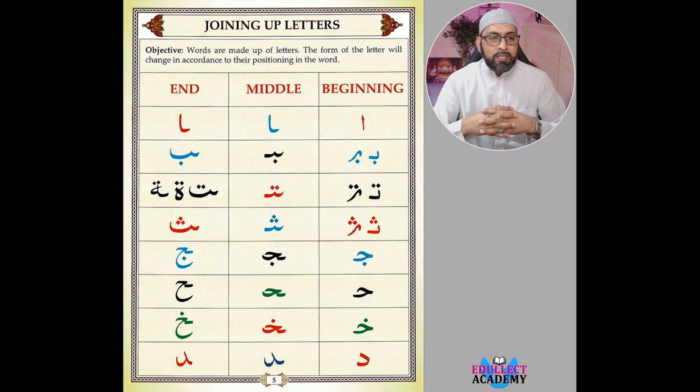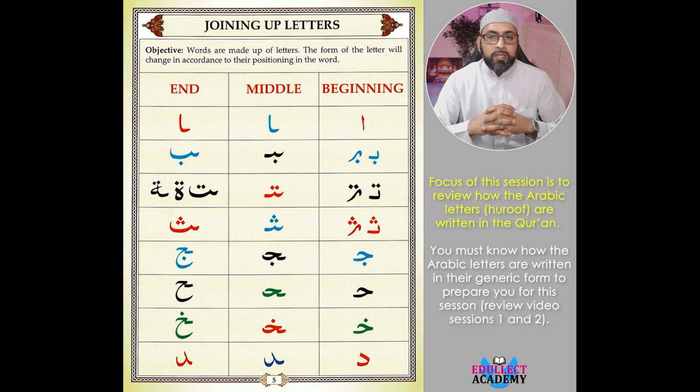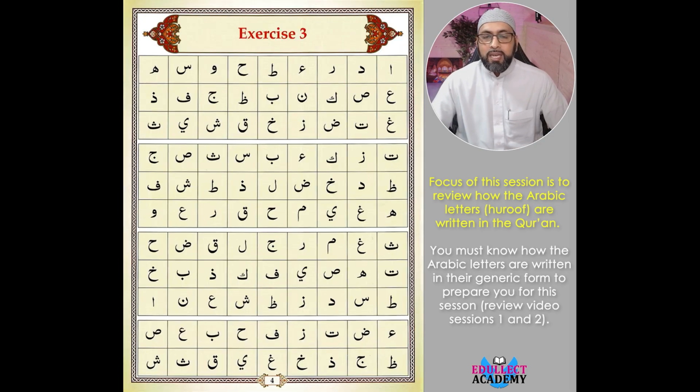Welcome back. Alhamdulillah. In today's session, we are going to continue as part of lesson 1 and study the Arabic letters and how they are written when they are joined up, and, depending on where they're positioned, how they appear in the Quran. If you recall, in the last session we completed exercise 3, which was part of lesson 1. It's really important, as a prerequisite, that you're able to identify each one of these letters, the harf and the huruf, on this page, which is page number 4.